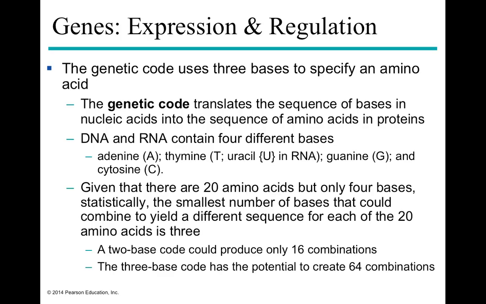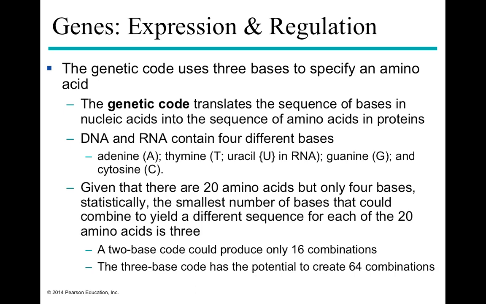All right? This whole thing is called the genetic code. So the genetic code uses 3 bases to specify an amino acid, right? And so those are codons. And the genetic code translates the sequence of bases in nucleic acids into the sequence of amino acids in proteins. All right, so how does that work?